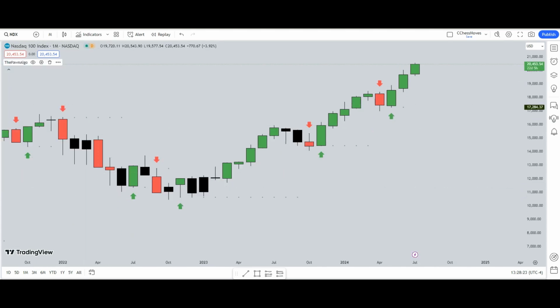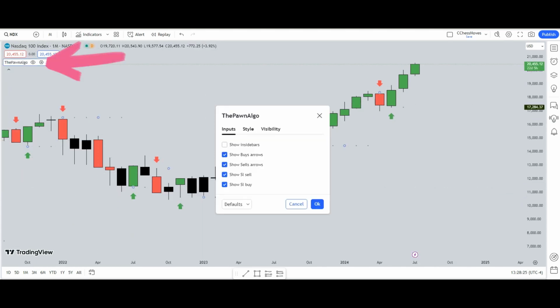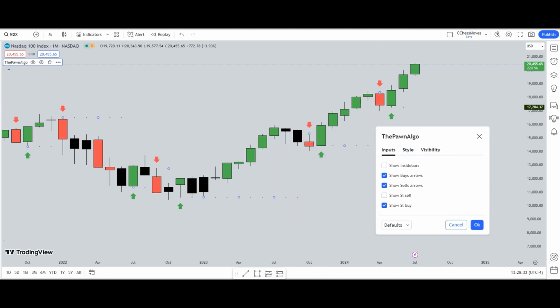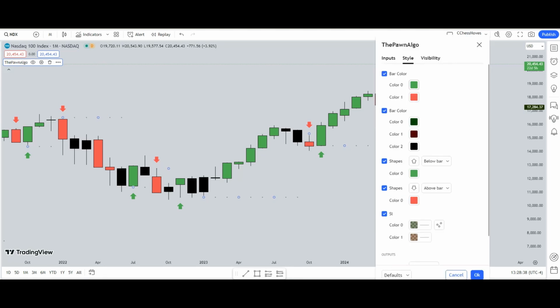The algo can be customized in here. We can modify these inputs, enable or disable them to see the inside bars, show only the buys or only the sells, show only the sell SL or buy SL. In style, we can change colors or configure as you want.